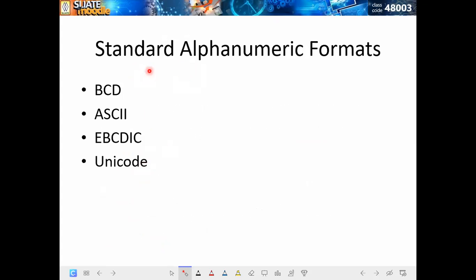So please remember these 4, right? Standard alphanumeric formats. That means the formats we use to handle text data. The text data you type with the keyboard, right? The formats used to handle that are these four: BCD, ASCII, EBCDIC and Unicode.